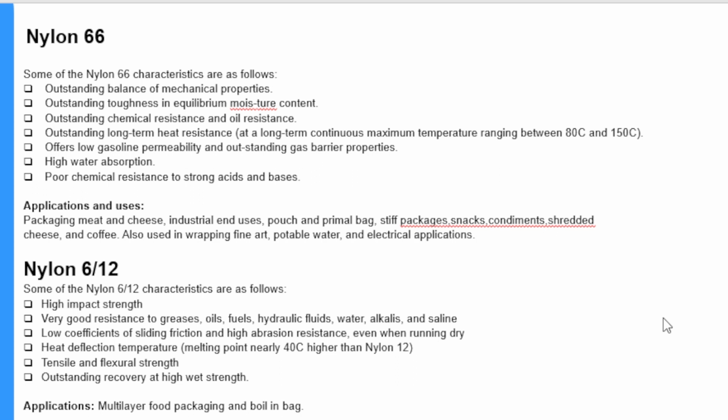Another nylon, nylon 6/12, is another kind of nylon, whose characteristics are high impact strength, very good resistance to greases, oils, fuels, hydraulic fluids, water, alkalis, and saline. Low coefficient of sliding friction and high abrasion resistance even when running dry. Heat deflection temperature and melting point nearly 40 degrees centigrade higher than nylon 12. Tensile and flexural strength, outstanding recovery at high wet strength. Application: multi-layer food packaging and boil-in bag.